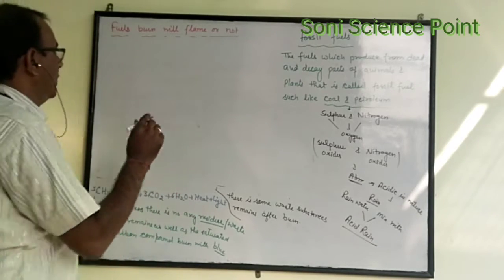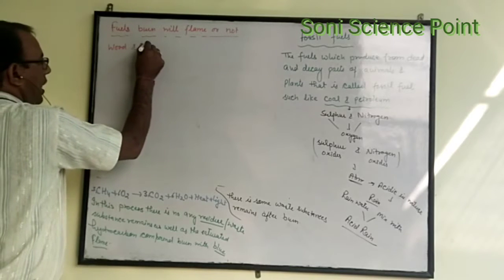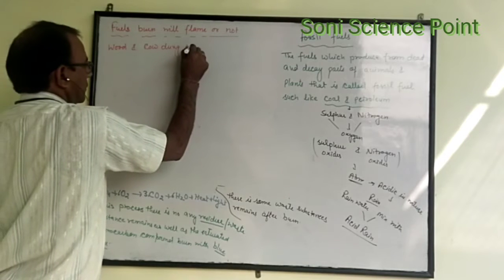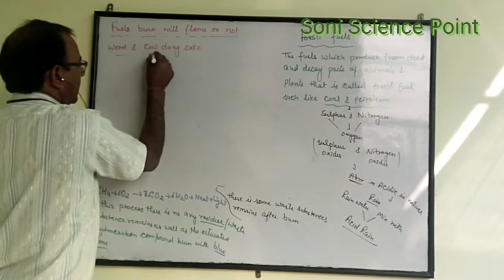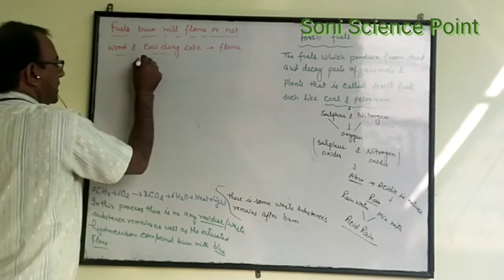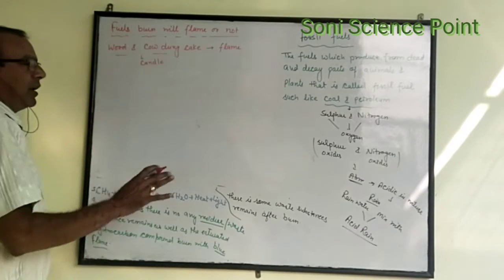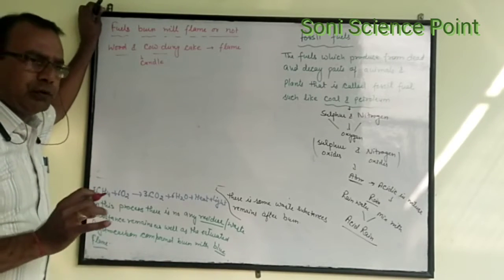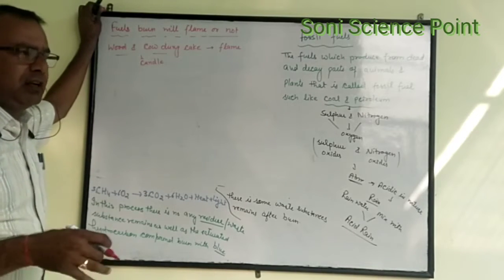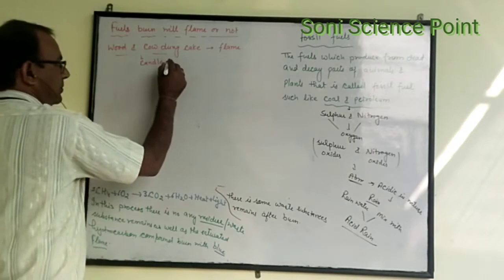Whenever you observe, we burn wood and cow dung cake. On burning, they produce flame. As well, we can say that candle, wood, cow dung cake, these types of fuels produce flame. LPG, CNG, as well as methane also produce flame.